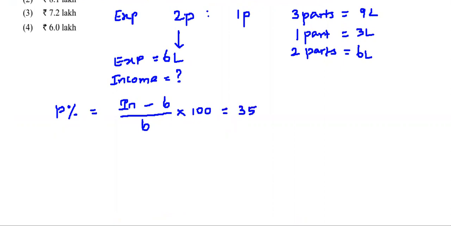I hope it is clear to you. All we are doing in this step is using the same formula which is given in the question. It's given profit percentage is equal to income minus expenditure by expenditure into 100. The same relation is what we are making use of here. Income minus expenditure. We know that expenditure is 6 lakhs. So we are using the same value, 6 lakhs, into 100 is equal to 35, where this 35 is nothing but the profit percentage. Okay, let's now continue.